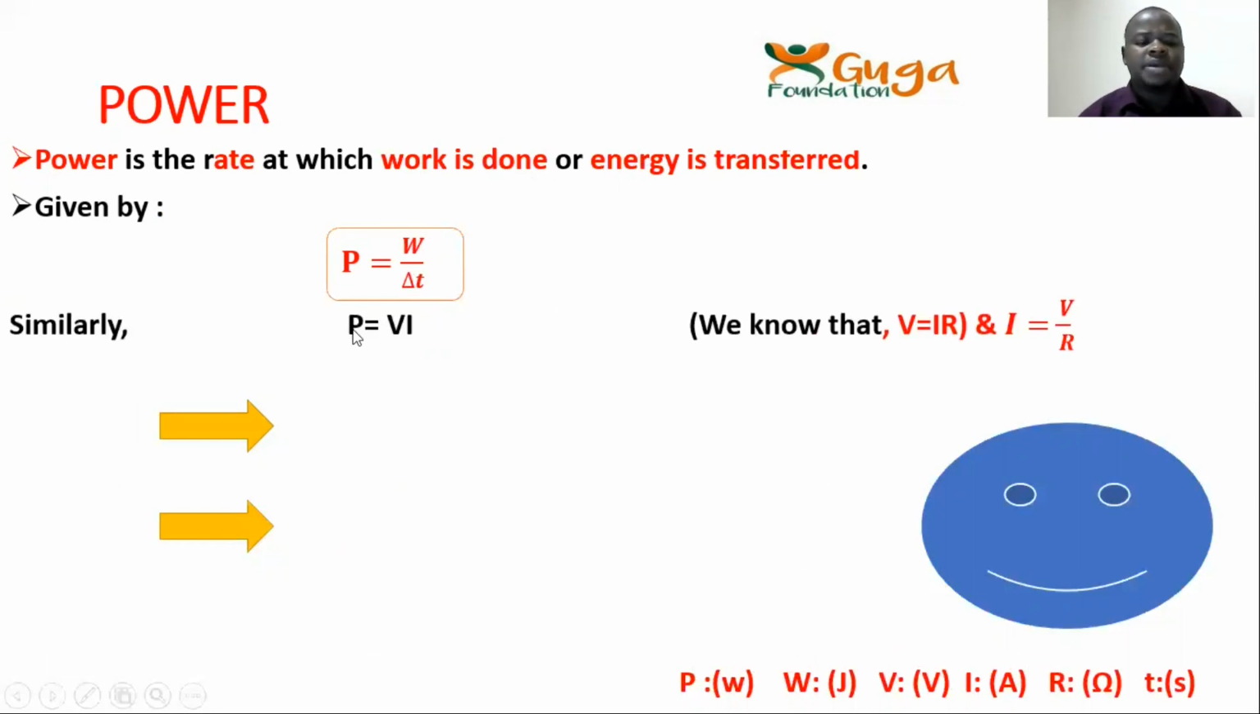Similarly, P is equal to voltage multiplied by current. And then we also know that V is equal to IR. So where there's V, you just substitute IR, and you're going to have I squared R. And also we can substitute I is equal to V over R. So where there's I, you just put V over R, and you've got V squared over R. Also know that power is measured in watts, work in joules, voltage in volts, current in amperes, resistance in ohms, and time in seconds.